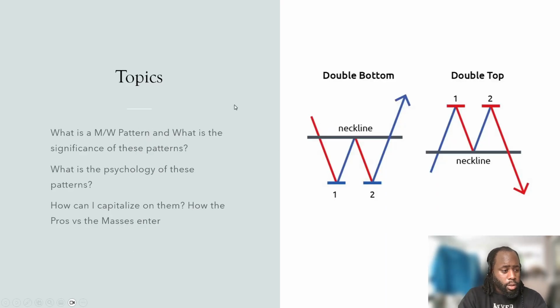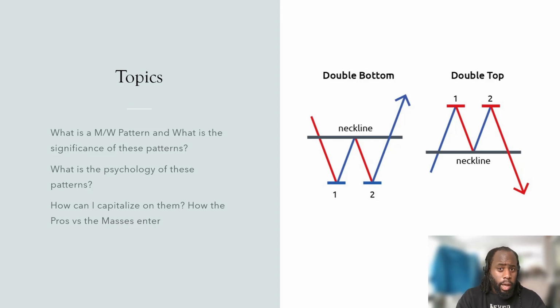Some of the topics we're looking at are: what is an M and W pattern, what is the significance of these patterns, as you can see here, and what is the psychology behind these patterns. Now, here is a bit of a secret. There is the retail way of looking at these M's and W's, and then there is the market maker way of looking at these M's and W's.